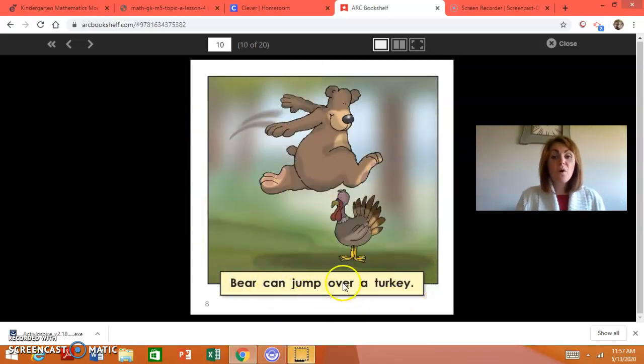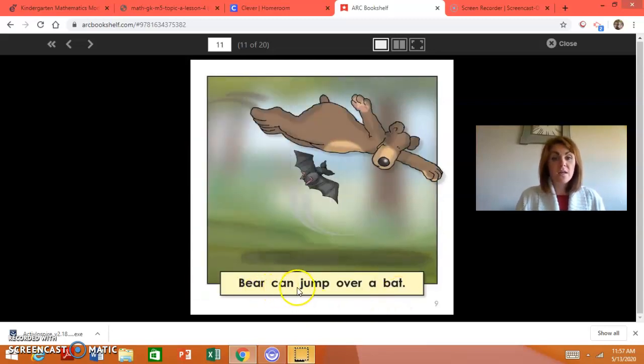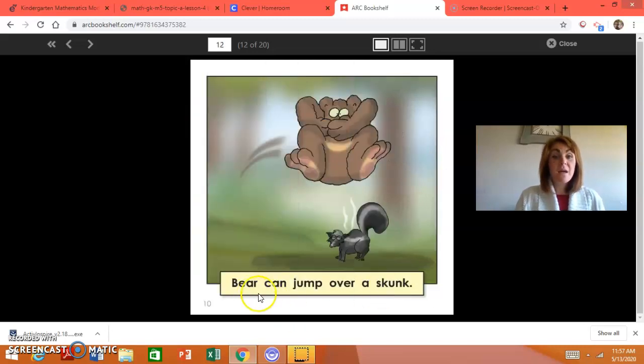Bear can jump over a turkey. Bear can jump over a bat. Another easy one to read. Bat. Bear can jump over a skunk. We might not know that animal. This animal is a skunk, and it can spray a stinky scent. Oof, bear is definitely going to jump over that and not touch it.